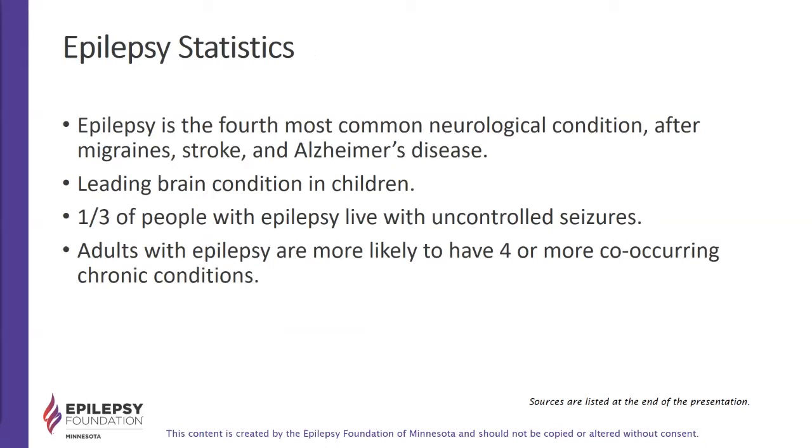Some additional statistics. Epilepsy is the 4th most common neurological condition after migraines, stroke, and Alzheimer's disease. It is the leading brain condition in children. About 1/3 of the people with epilepsy live with uncontrolled seizures. And adults with epilepsy are more likely to have 4 or more co-occurring chronic conditions. These can be things such as mood disorders like anxiety, depression, ADHD. They may suffer from migraines. They may have sleep disturbances or sleep disorders, and autism. Those are the common ones that we see occurring within the epilepsy community.